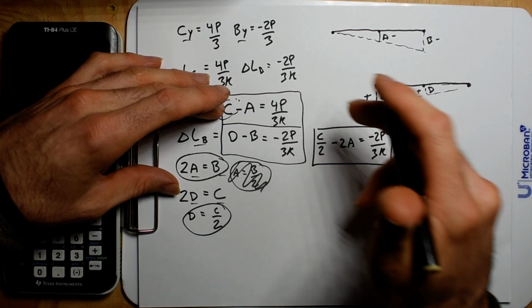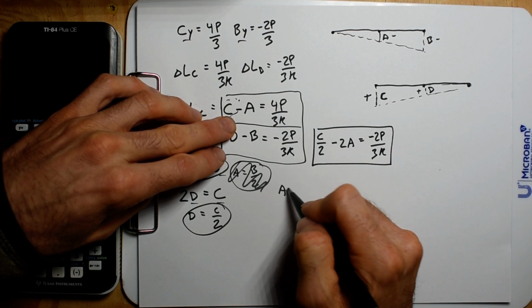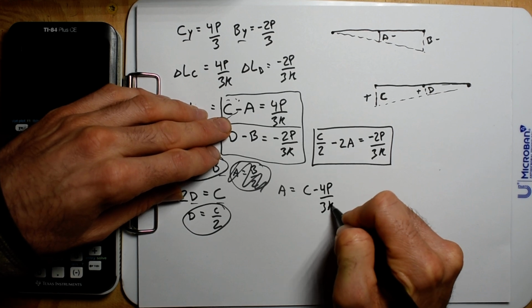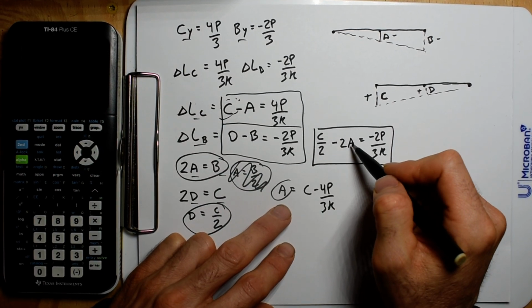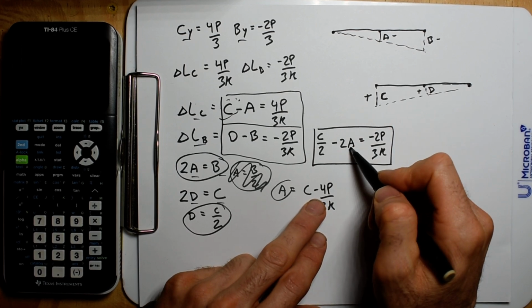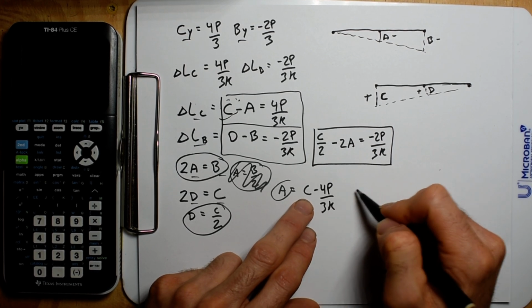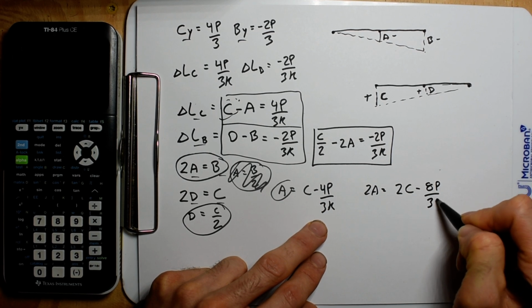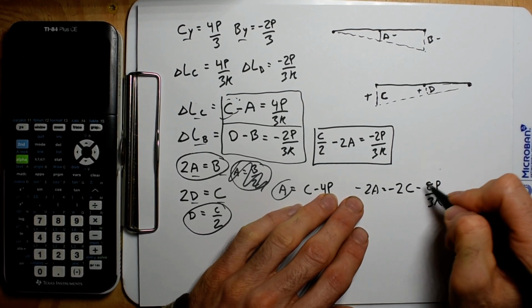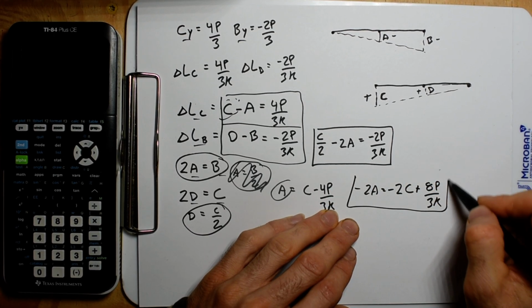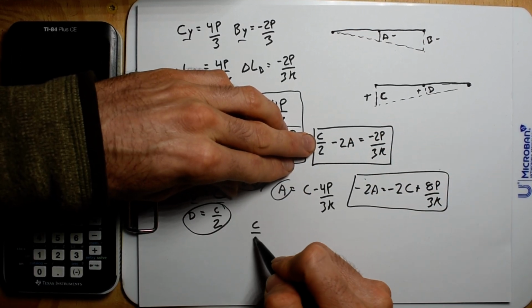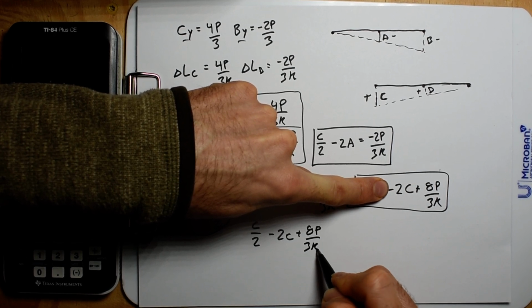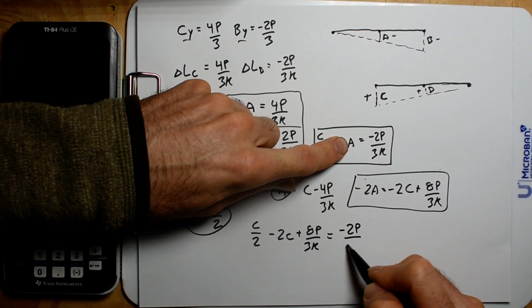So let's solve this one for A. We're going to bring that and then bring that over. So A is equal to C minus 4p over 3k. Let's throw A into this equation. There are 2 ways to do it. This is negative 2A, so let's just multiply this by 2. So 2A is 2C minus 8p over 3k. Now we have this value for negative 2A. Let's throw it in. So we're going to go C over 2 and then minus 2C plus 8p over 3k is equal to negative 2p over 3k.